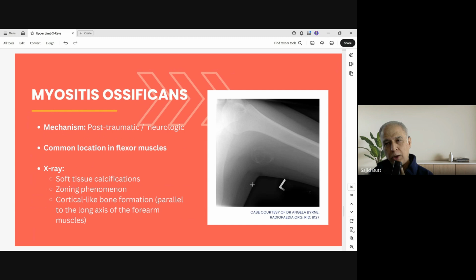They're usually not biopsied because the biopsy interpretation can be difficult. And sometimes people mistake them for malignant tumors. They're not malignant. When you see this shell-like pattern, which is also called zoning, that's very typical of myositis ossificans. Next slide, please.